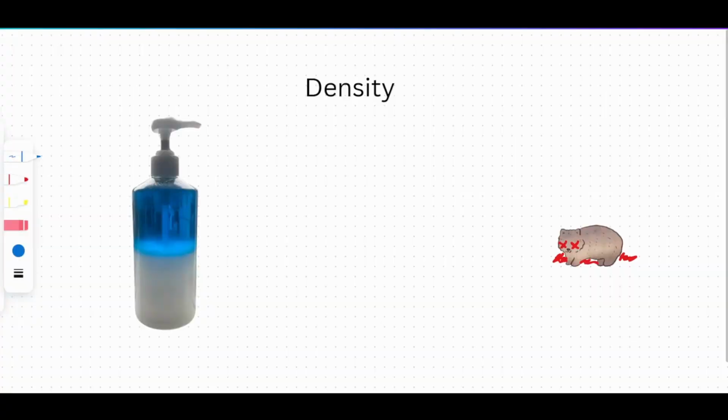The reason why this soap bottle is so cool is, of course, because it has 2 parts, right? There's this cool looking blue part, and it's clear and all that, and then there's this white part, and it's so awesome. I know, it's really cool. Anyways, the reason these 2 parts are separate and remain separate is in part because of density.